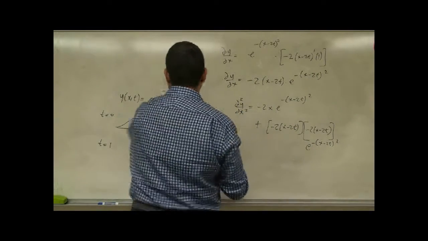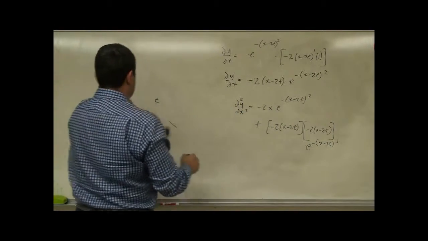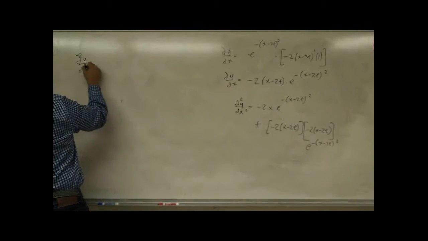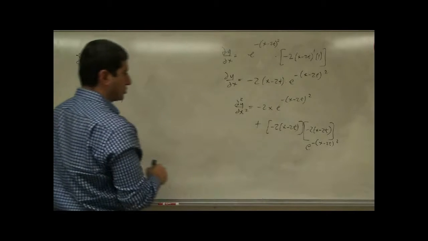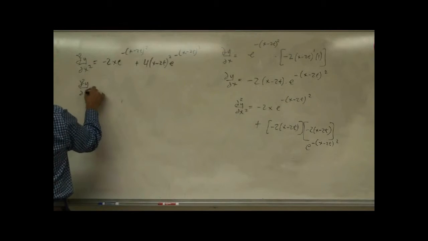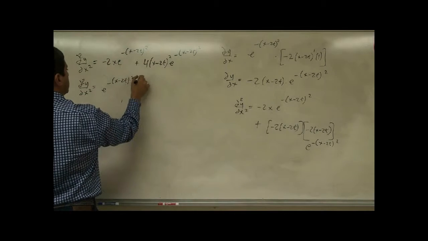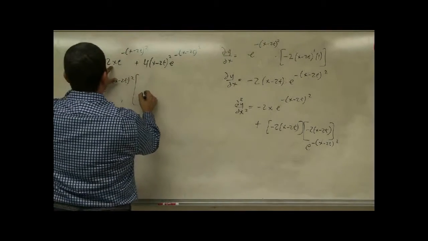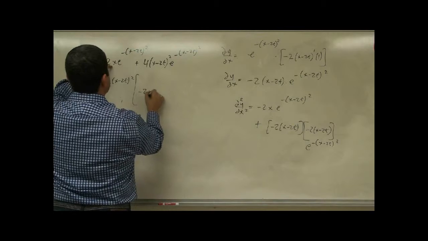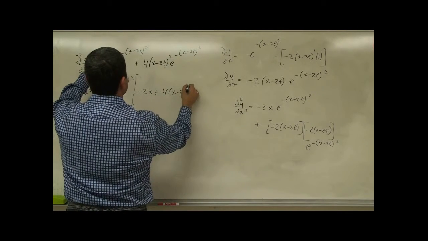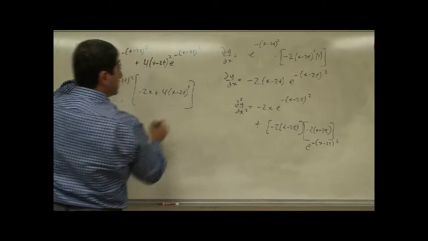So let's see what that gave us. Partial squared y, partial x squared, that came out to be e to the minus (x minus 2t) quantity squared. Then I'll just have basically negative 2x plus 4(x minus 2t) quantity squared.